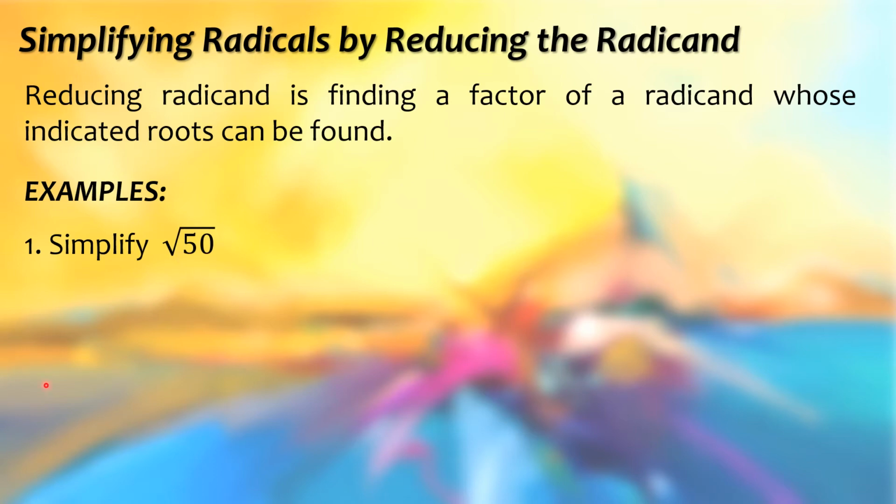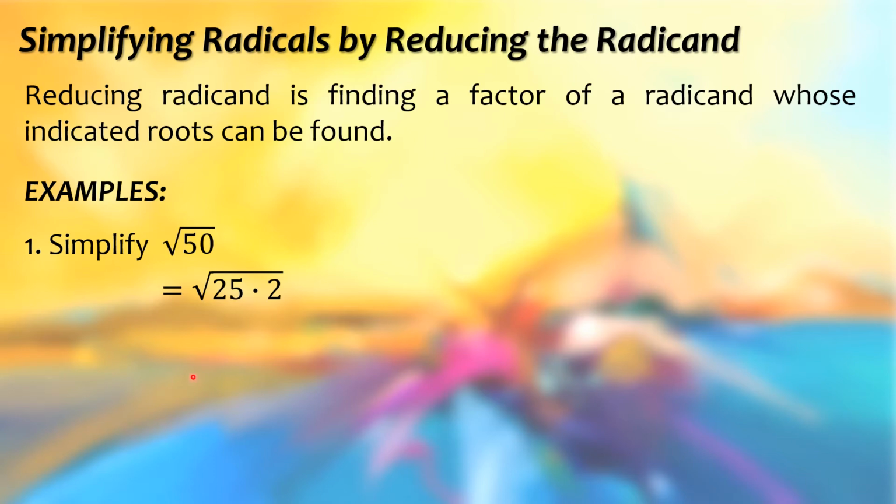Paano natin yan i-reduce? Iisipin natin or aalamin natin ano yung dalawang factors na kapag minultiply ang product ay 50 and then kailangan yung isang factor ay perfect square or merong eksaktong square root. So, ang mga factors na yun ay 25 times 2 because 25 times 2 is 50. And then, ang 25 ay perfect square. So, let us get the square root.